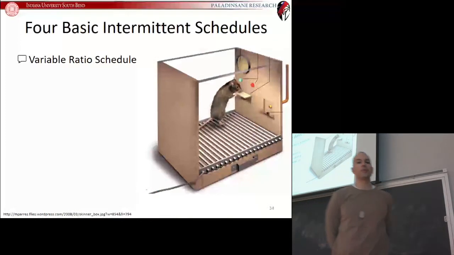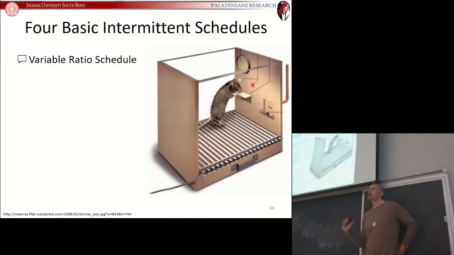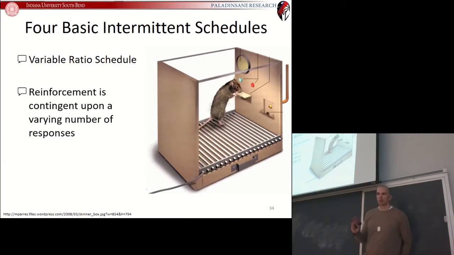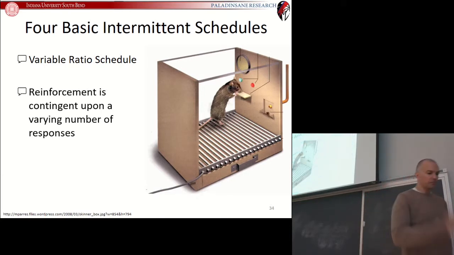All right, the other ratio schedule is a variable ratio schedule. A variable ratio schedule is where your reinforcement is contingent upon a number of responses, but those responses can vary. Sometimes they're more, sometimes they're less. They vary around a certain number, but you never know whether the next response is going to be the one that gets reinforced.